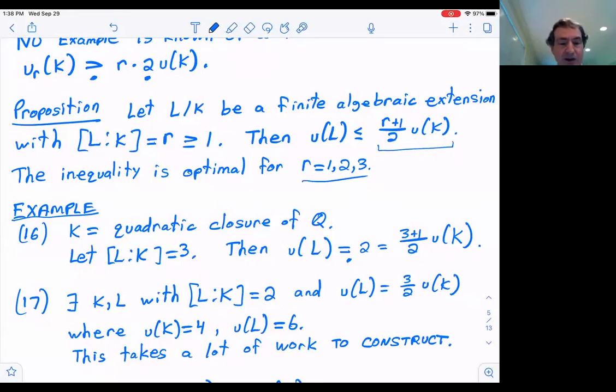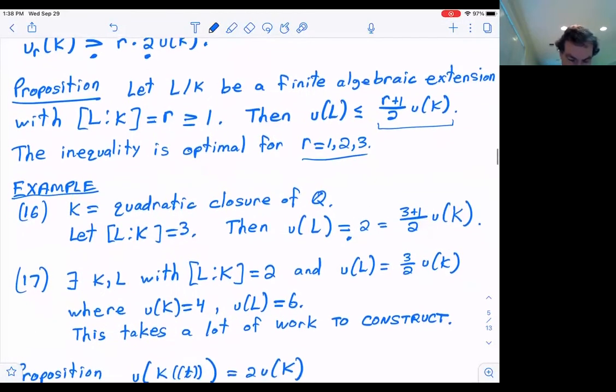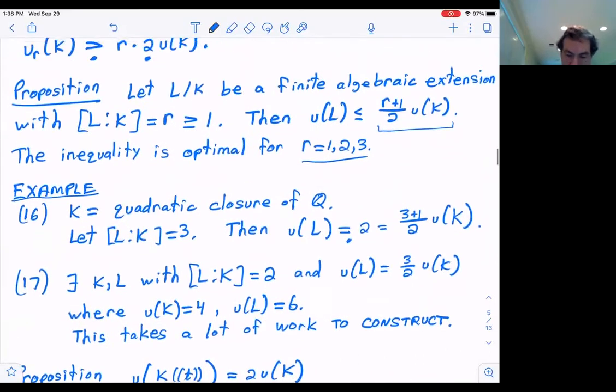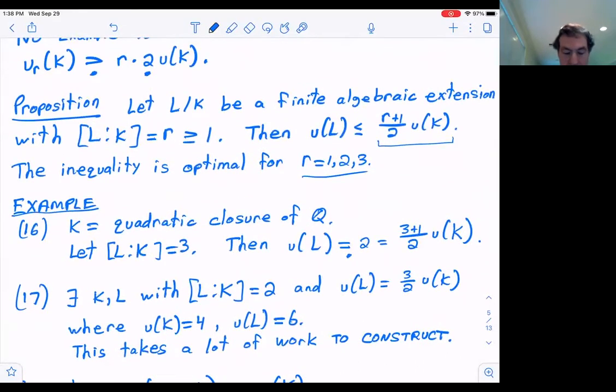It says this takes a lot of work to construct. Well, it does. It's one of these huge fields, and you use Zorn's lemma and many more ingredients. But again, just to stress, we do not know any example where the U invariant of an algebraic extension goes up by more than 2 times the U invariant of K.